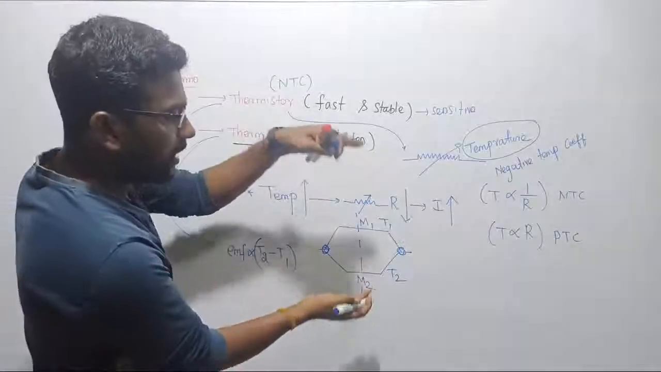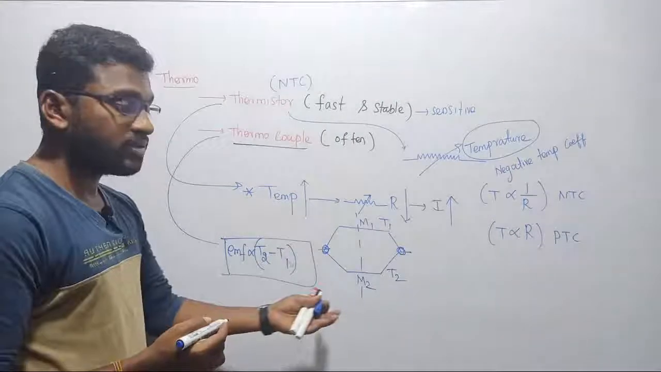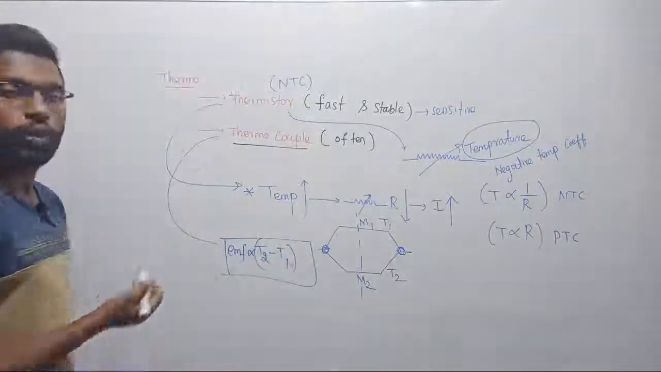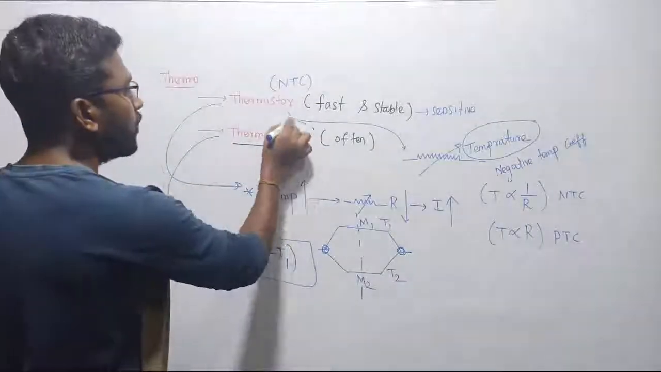If a difference is created in the temperature between these two, then automatically EMF will be generated. That's all. When the difference is more, EMF generation will be more. We can simply measure this electrical quantity on the output side. Clear? So that is the basic principle behind the thermocouple.